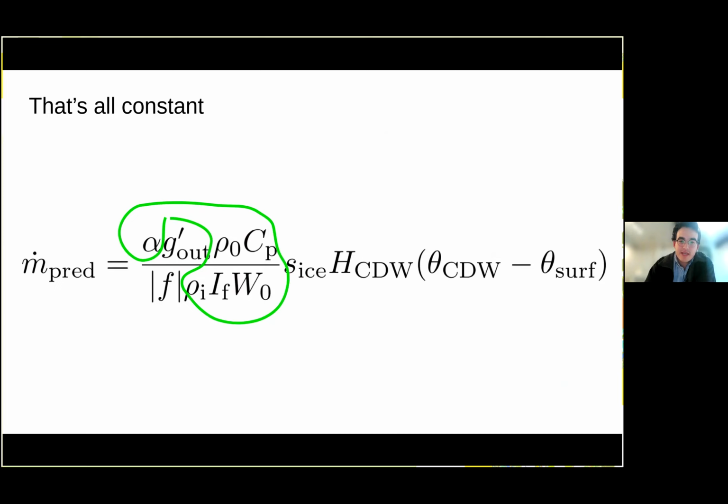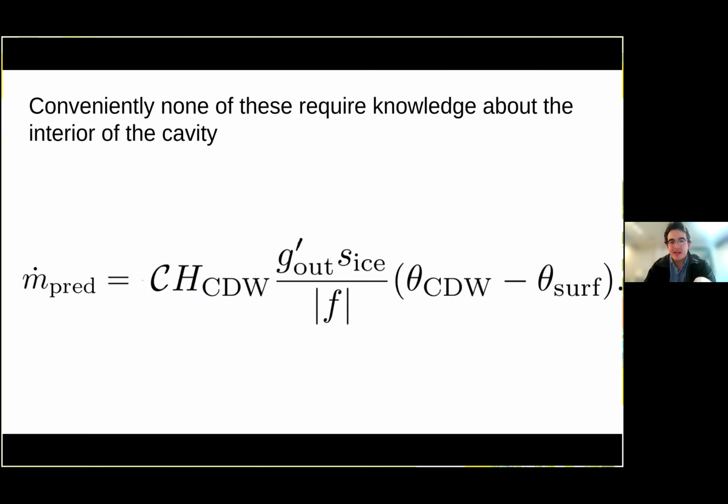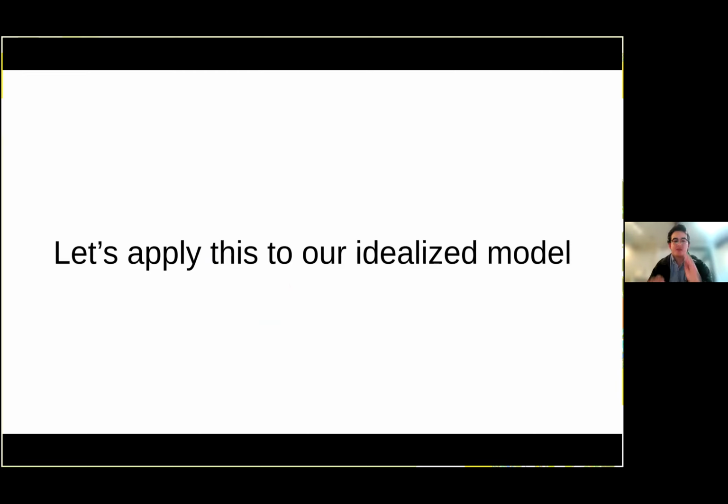So yeah, we're going to do one more task, and we're going to take all these constants and we're just going to lump them into one big constant that we call C. C contains alpha, which is our tuning parameter. So we're going to need to regress to find it. But everything else we can calculate using the offshore hydrography. Cool. Okay, so we have this equation and we want to apply it to our idealized model.